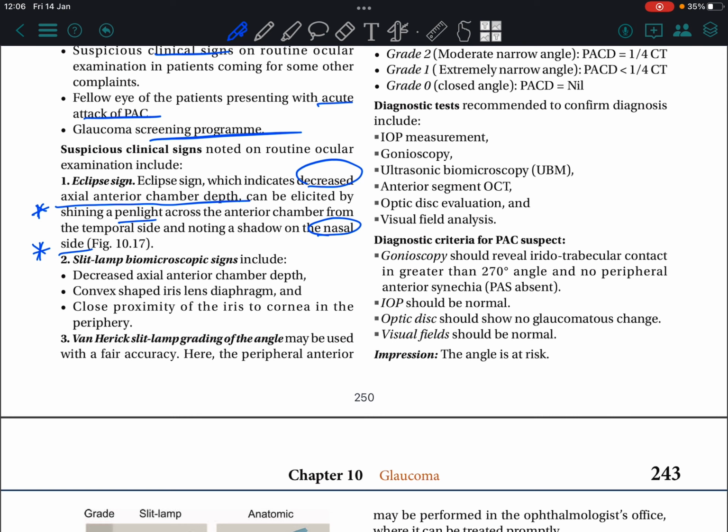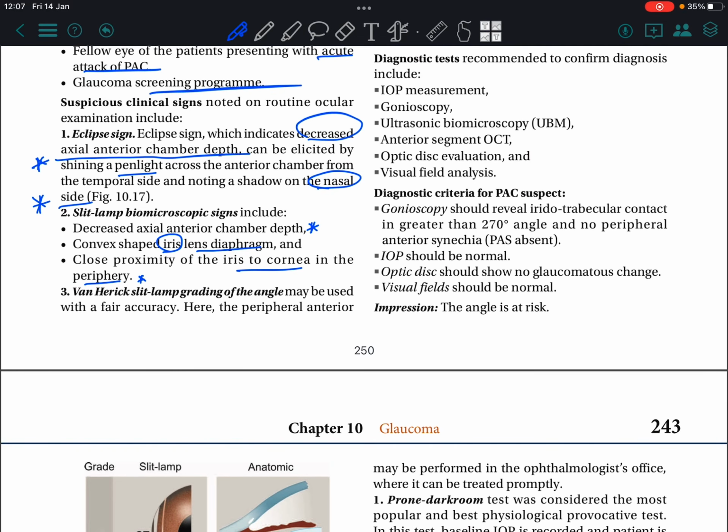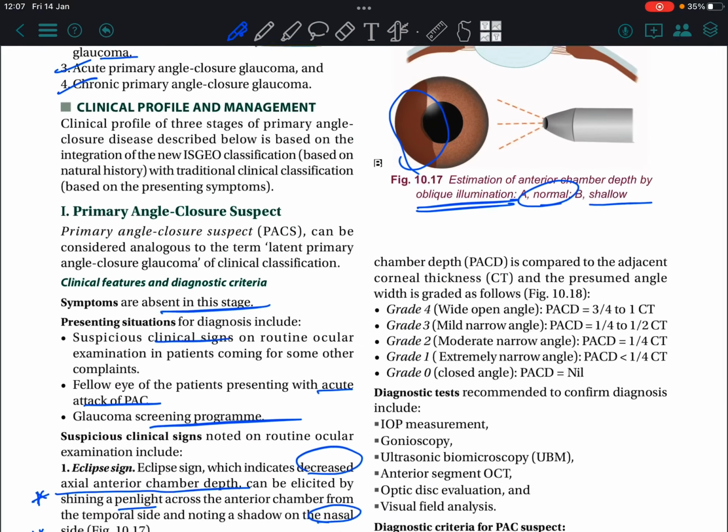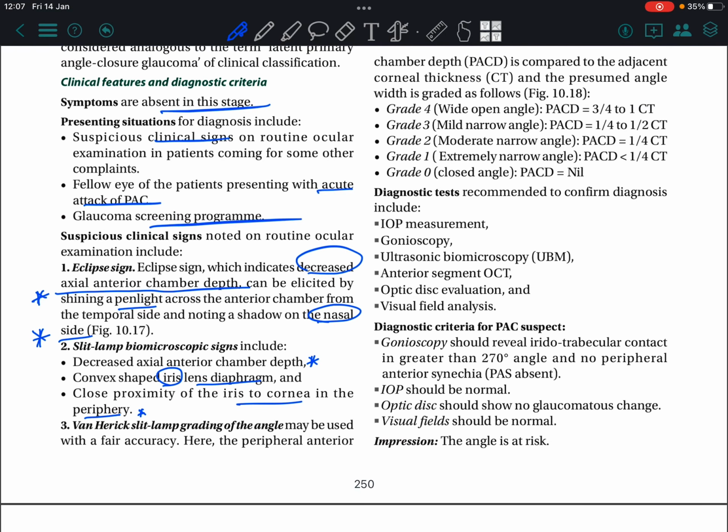Slit lamp biomicroscope: decreased axial chamber depth, convex shaped iris lens diaphragm, close proximity of iris to cornea in periphery. Van Herrick slit lamp grading of angle may be used with fair accuracy. Here the peripheral anterior chamber is compared to adjacent corneal thickness. Presumed angle width is greater at wide open angle.